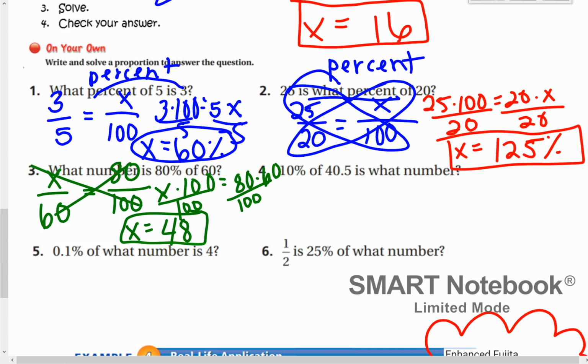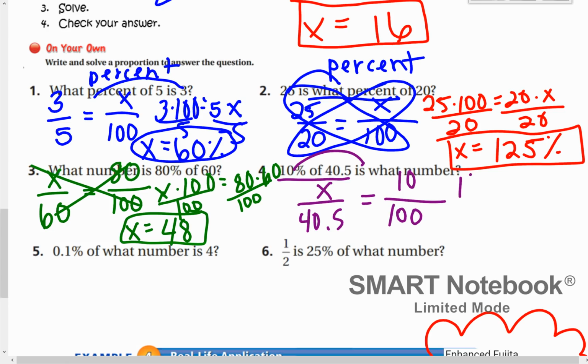Let's move on to number 4. 10% of 40.5 is what number? So we know that 10% we can set up first, 10 over 100. 10% of 40.5, so that's going to be our whole. The 10% is what number? So that should match up with our x. We are missing that part again.